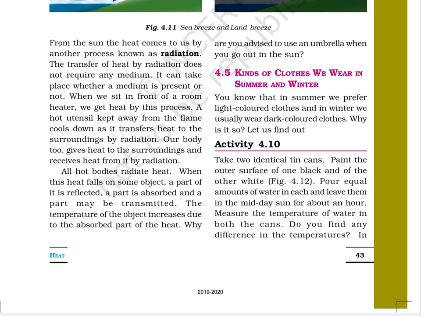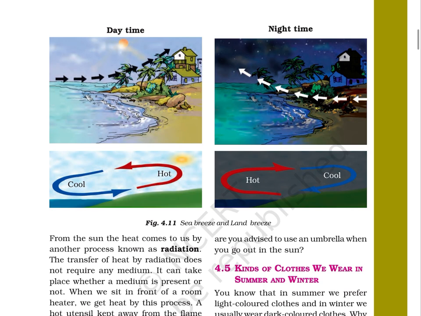All hot bodies radiate heat. When this heat falls on some object, a part of it is reflected, a part is absorbed, and a part may be transmitted. The temperature of the object increases due to the absorbed part of the heat. Why are you advised to use an umbrella when you go out in the sun? Figure 4.11. Sea breeze and land breeze.